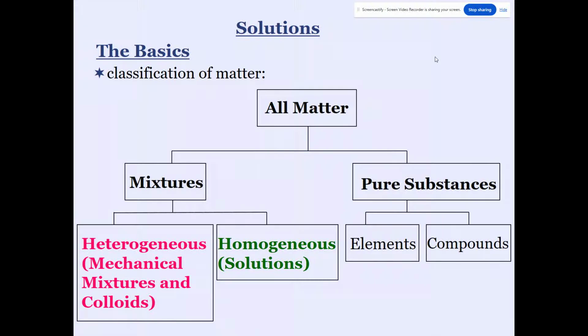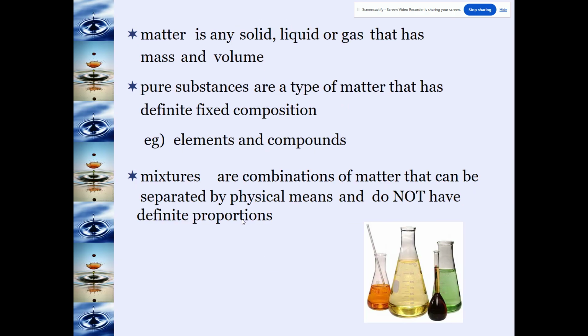So first of all, when we have matter, it can be classified as either a mixture or a pure substance. Pure substances are elements and compounds, whereas mixtures are when you have multiple elements and compounds together. And a mixture can fit into two categories, either a heterogeneous mixture, which are things like mechanical mixtures and colloids, or a homogeneous mixture, which is where our solutions fit. So we're going to briefly talk about those and the differences between them and how you can identify when you have a true solution.